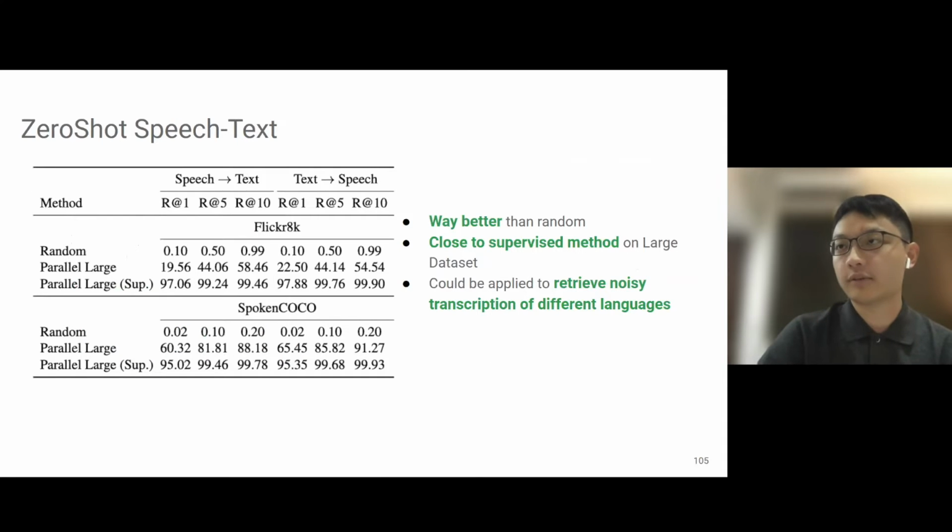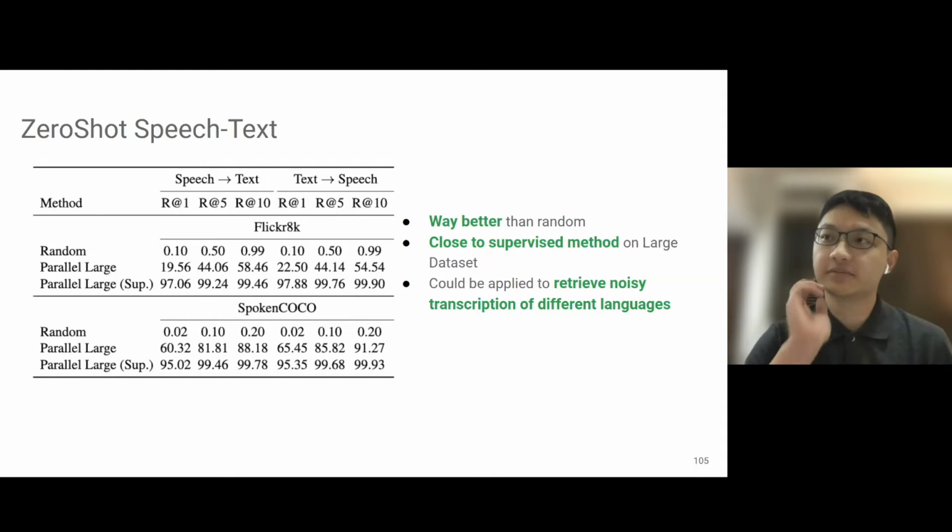For our parallel version, we also conducted zero-shot speech text retrieval. The retrieval is done by using the representation from parallel CLIP and calculating the cosine similarity with the output of the pre-trained CLIP text encoder. From the results, we see that we are way better than random and also very close to the supervised method on a large dataset like Spoken COCO. From this experiment, we think that this could be applied to retrieve semantically related pairs of transcriptions of different languages.